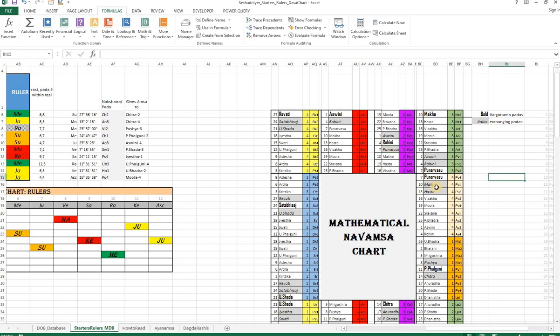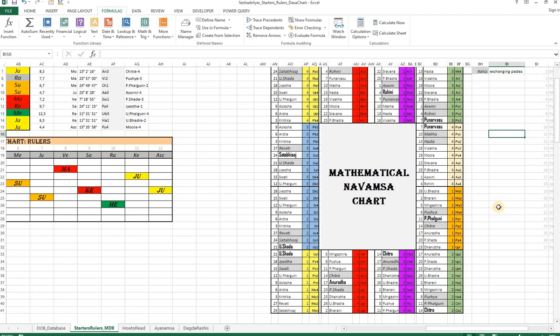If there is an exchange like that, it's put in italics, and that means there is a connection between these two grahas. Rogini 3 means you can relate the nakshatra, the moon, to Jupiter here. There is a strong connection between the two planets. So this is the mathematical Navamsa chart that you can use.